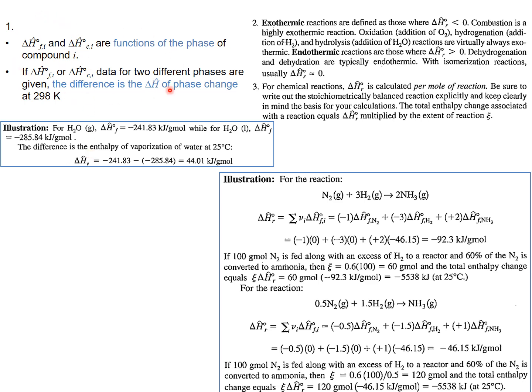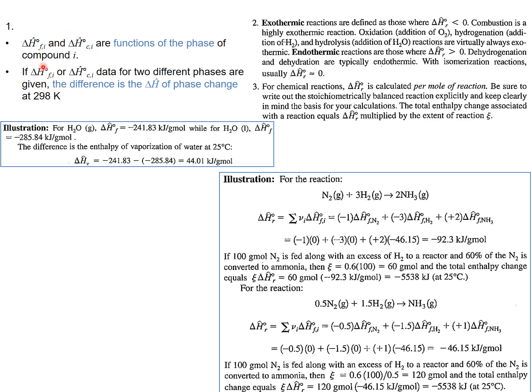The first comments belong to this example. Let me read the statement. The standard enthalpy change of formation of species i and the standard enthalpy change of combustion of species i are functions of the phase of compound i. I have said the liquid phase water and gas phase water have different values of formation energy. Here also for the combustion energy.